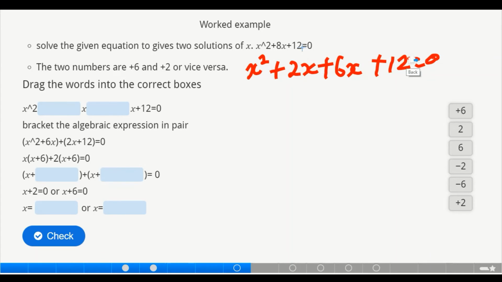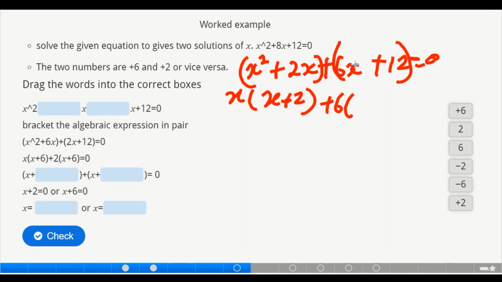So now let's close them in pairs of brackets. We have x squared plus 2x in brackets, and 6x plus 12 in brackets. Now let's look at x squared plus 2x. What is common between the two of them? We have x. So let's take x out. What is left? We have x plus 2 here. Okay. Now let's come here. What is common between 6x and 12? That is 6. 6 can go into 6, and it can go into 12. So we bring 6 out. What is left here? We have x plus, and if I take 6 out of 12, we have 2 left here, which equals 0. Now, if you look at the terms inside the brackets, you see that they are the same.